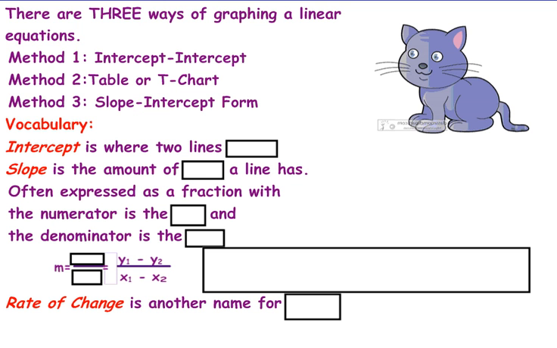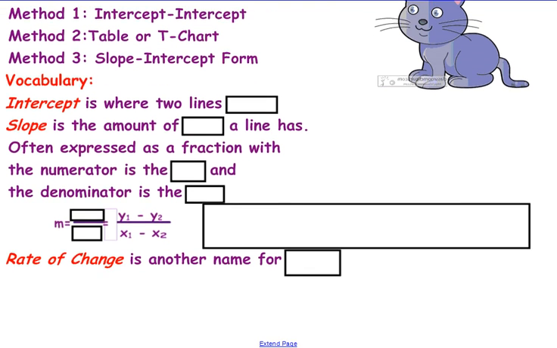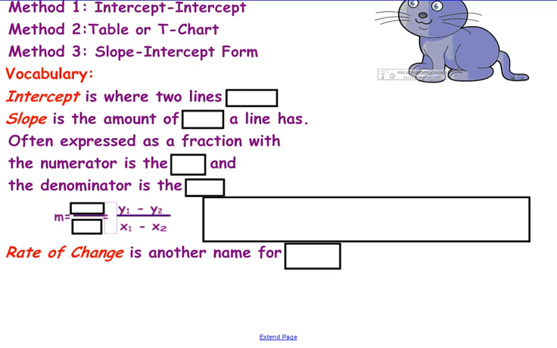Now, I want you to look at some vocabulary here, because you're going to have to be able to understand what I'm talking about when I talk about intercepts. Okay, an intercept is where two lines cross, just like the intersection of two roads. There usually has a stoplight on it. Okay, so an intercept is like an intersection. It is where two lines cross.